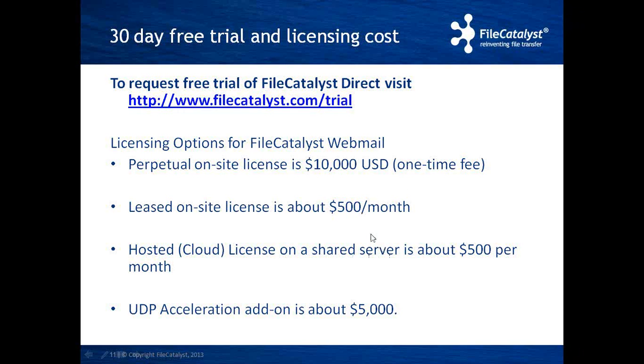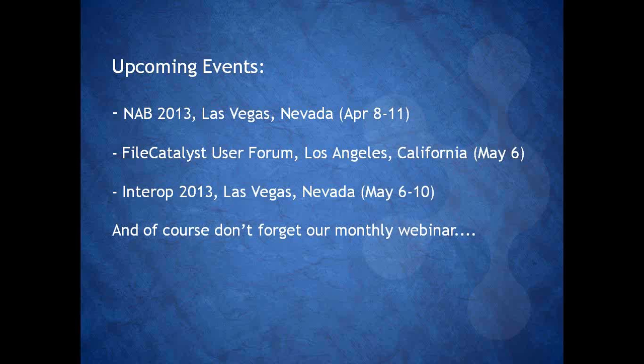If you wish to add UDP acceleration to this system, to make sure that all the file transfers across the Atlantic, or all the international long-distance file transfers, are accelerated, that's another add-on of about $5,000, which you can add for Webmail.